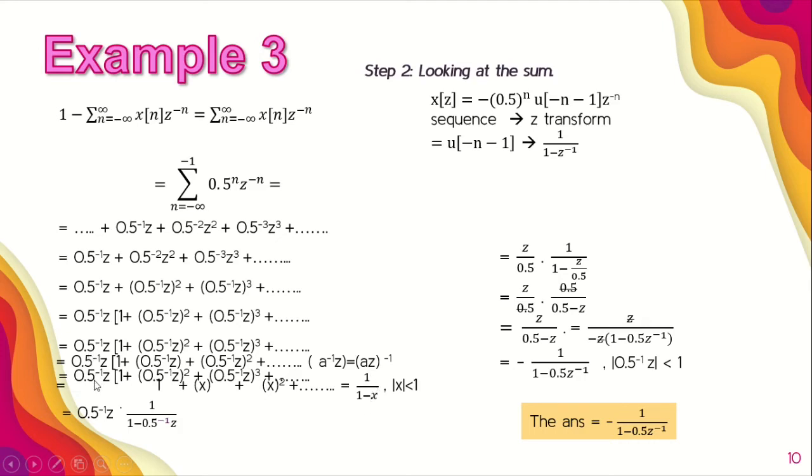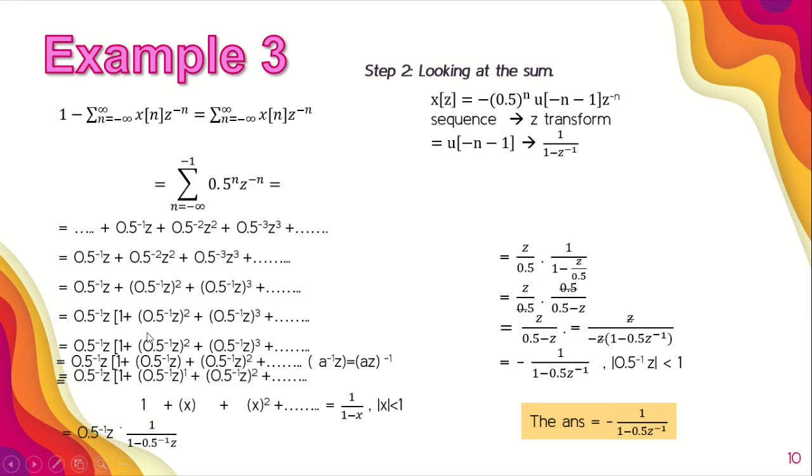So 0.5^-1 z is here, and substitute 1 over 1 minus x into this. After expanding this equation, we will get 0.5^-1 z bracket 1 plus 0.5^-1 z to the power of 1 plus bracket 0.5^-1 z to the power of 2 plus etc. And substitute into this general equation.